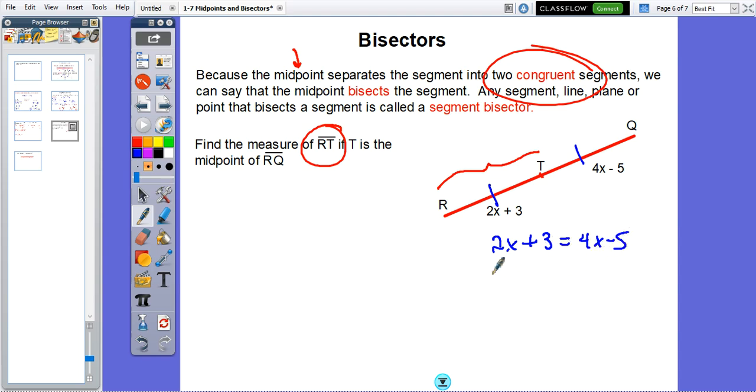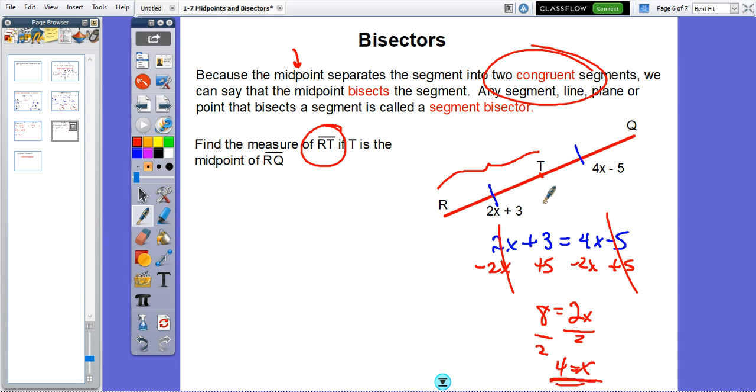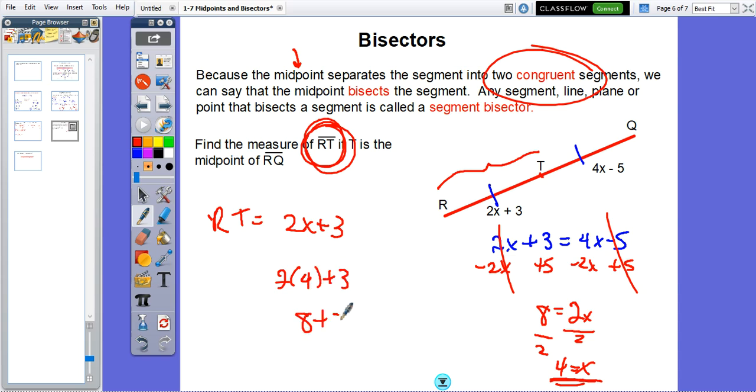All right, so we would go ahead and get all the x's on one side, so minus 2x, and then we're going to add 5 to the other side, plus 5, plus 5. So our 2x is gone from here, our 5 is gone from here, leaving us 8 equals 2x. We divide by 2, we get 4 equals x. Now this is an answer, but not the answer. The question again was, what is RT? So when we go back and put it in, remember RT currently equals 2x plus 3, so we're going to substitute that 4 in for x. So we get 2 times 4 plus 3, giving us 8 plus 3, or an answer of 11.